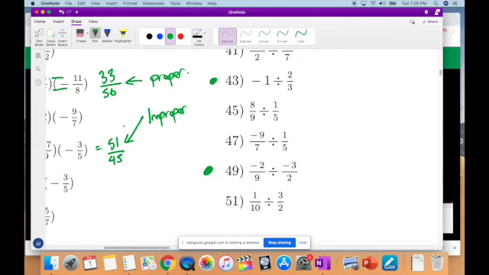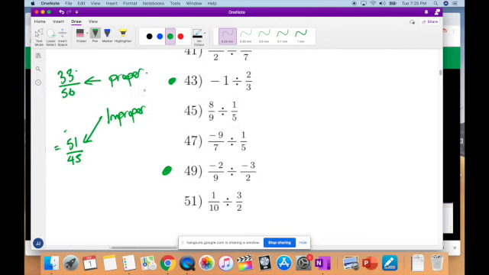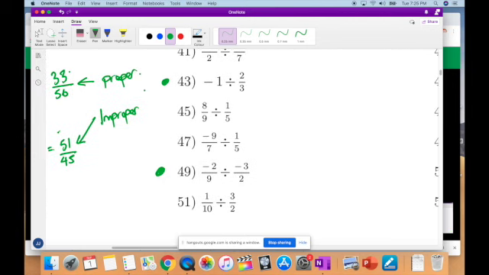So what's the difference here? This one, the numerator is bigger than the denominator. And this one, the denominator is bigger than the numerator, right? So how do I change an improper fraction to a mixed number?